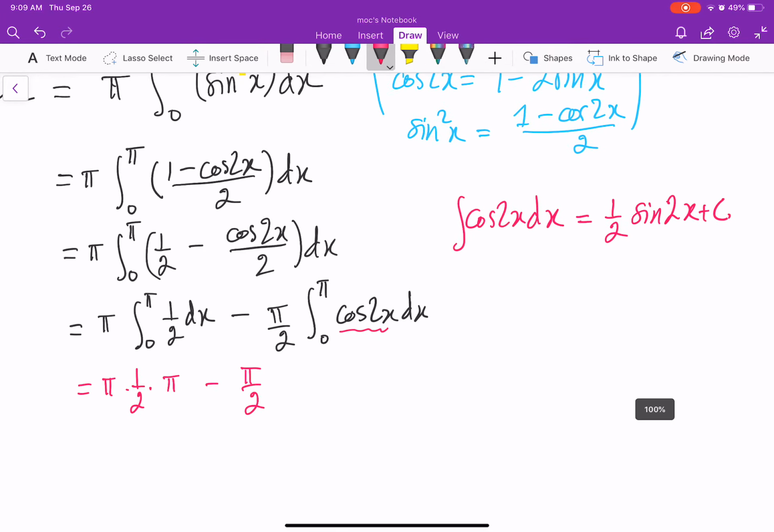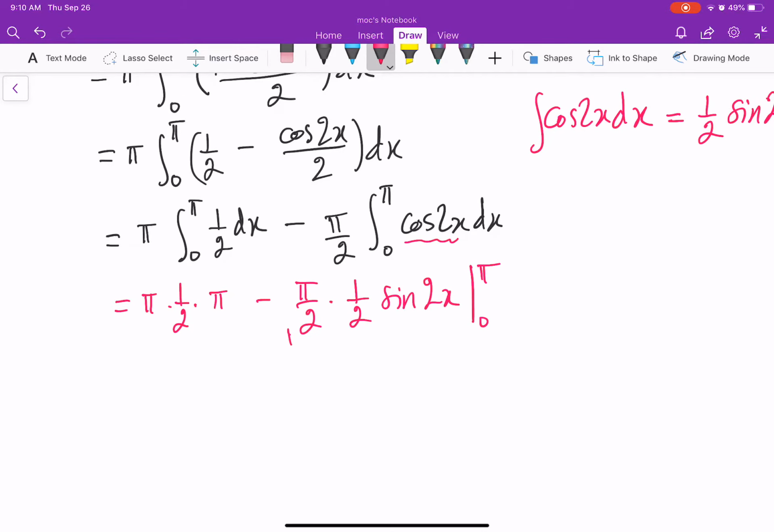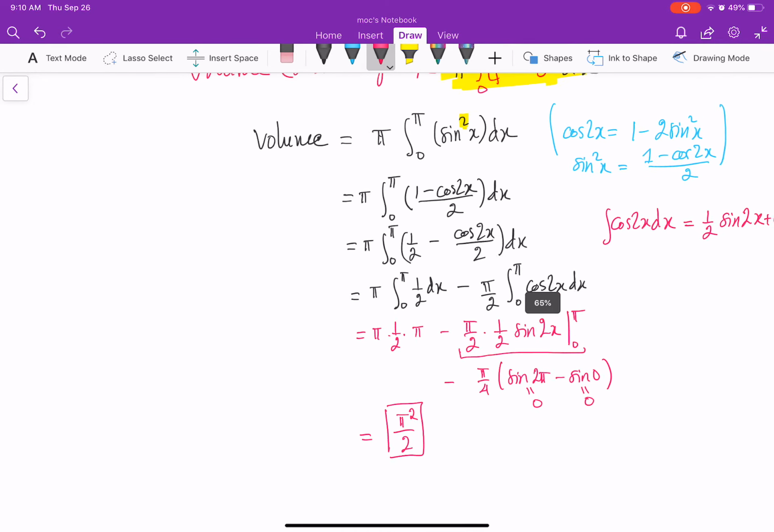So I applied this function for this integral, I have power 2 times 1 over 2 sine 2x evaluated from 0 to pi. So for this term, when you plug pi and 0 into this, you get 0. Why? Because that is just pi over 4 minus pi over 4 in here, and then sine of 2 pi minus sine of 0. Both numbers are just 0. So the final answer is pi squared over 2. And that is the volume of our solid region.